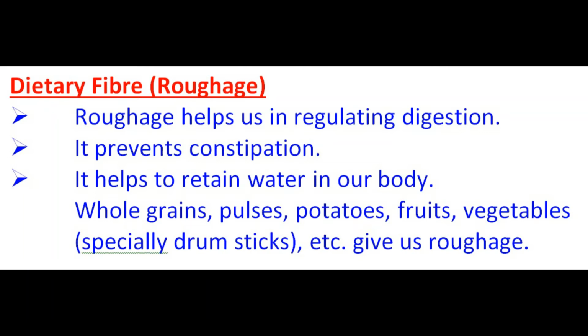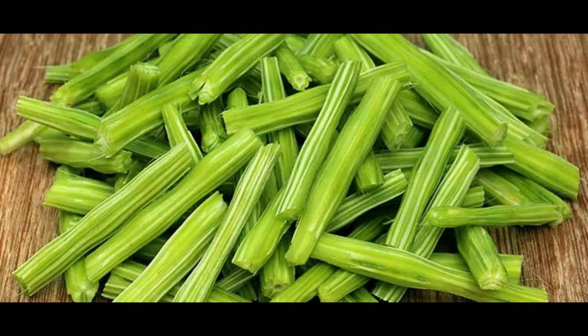Roughage helps us in regulating digestion. It prevents constipation by helping the downward movement of what we should excrete from our body. It helps to retain water in our body. Whole grains, pulses, potatoes, fruits, vegetables, especially drumsticks, are the rich sources of roughage.